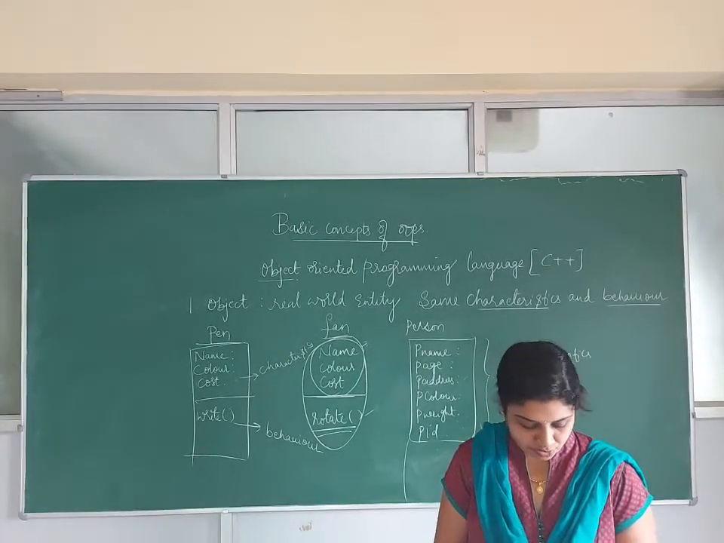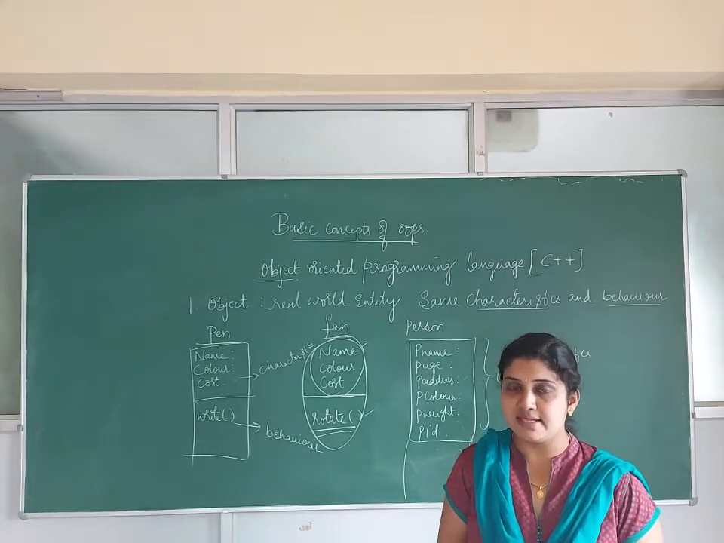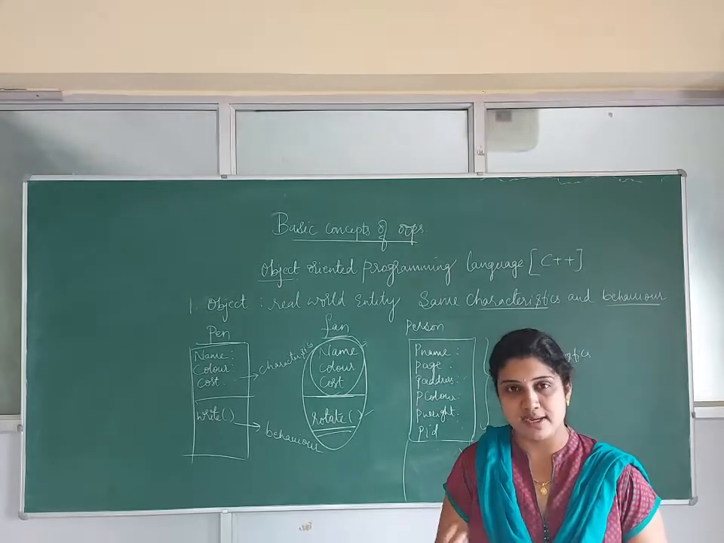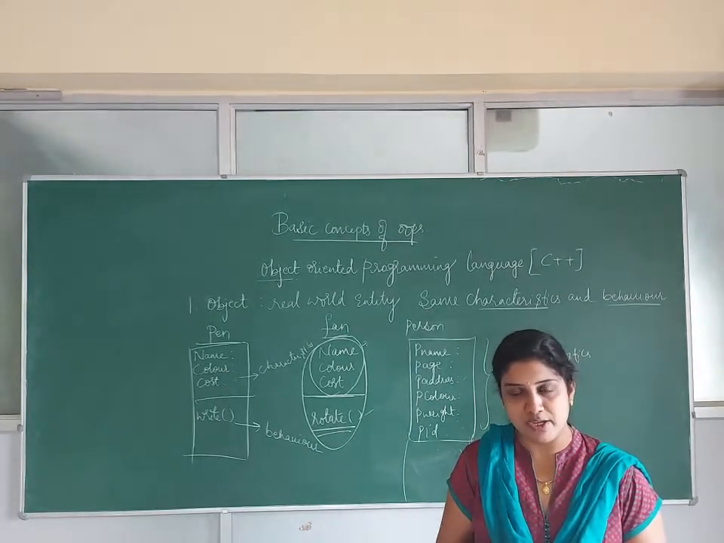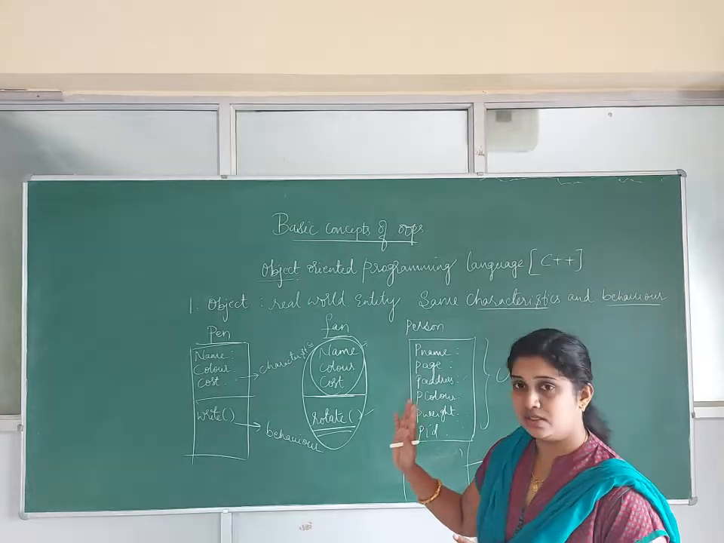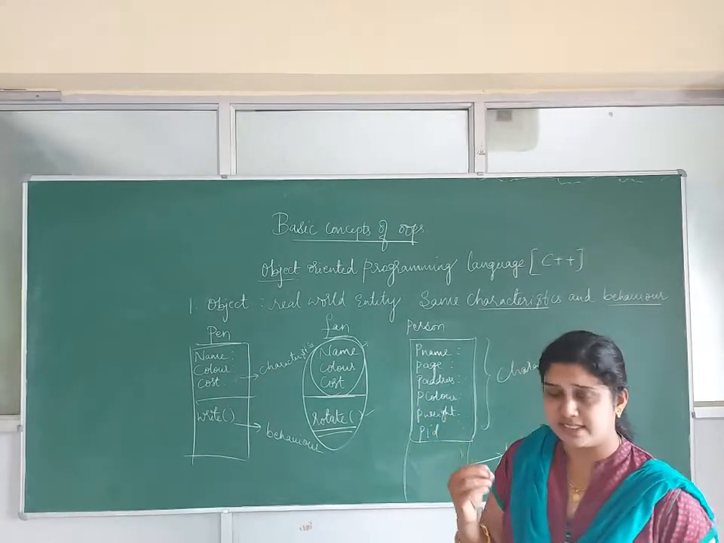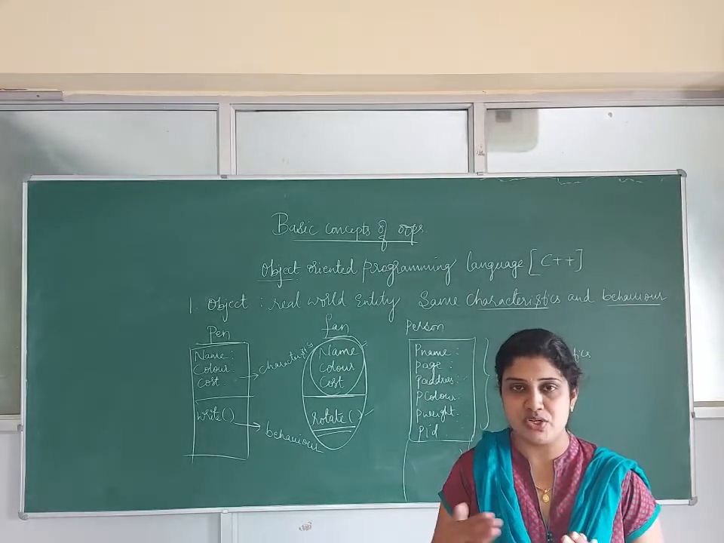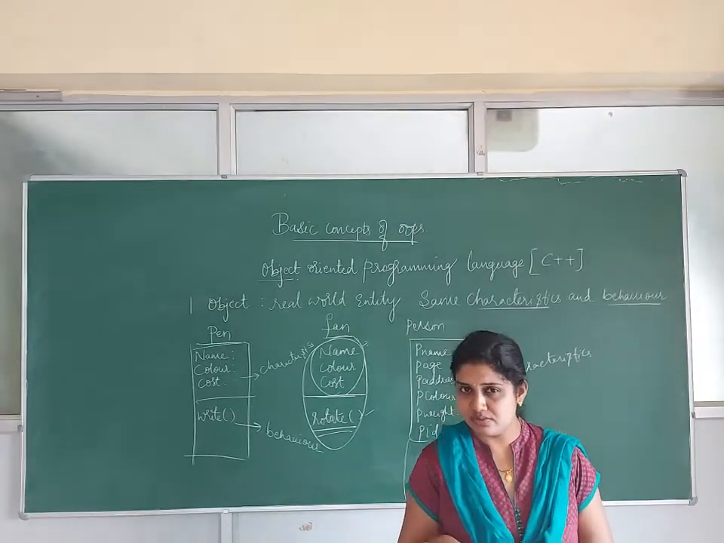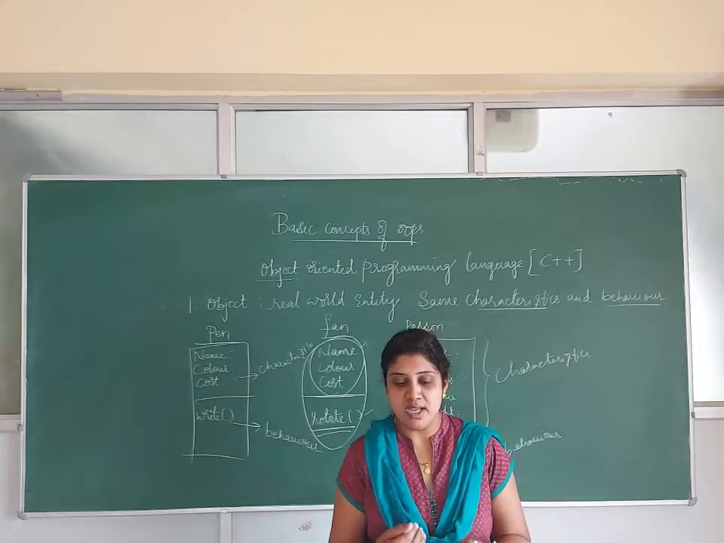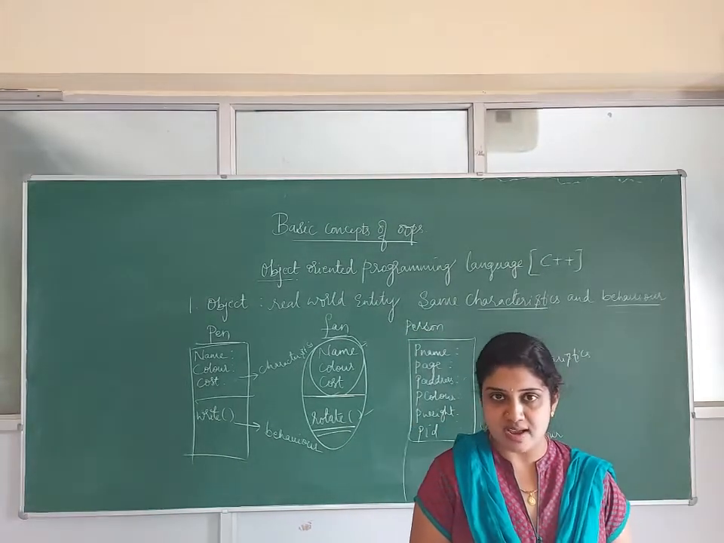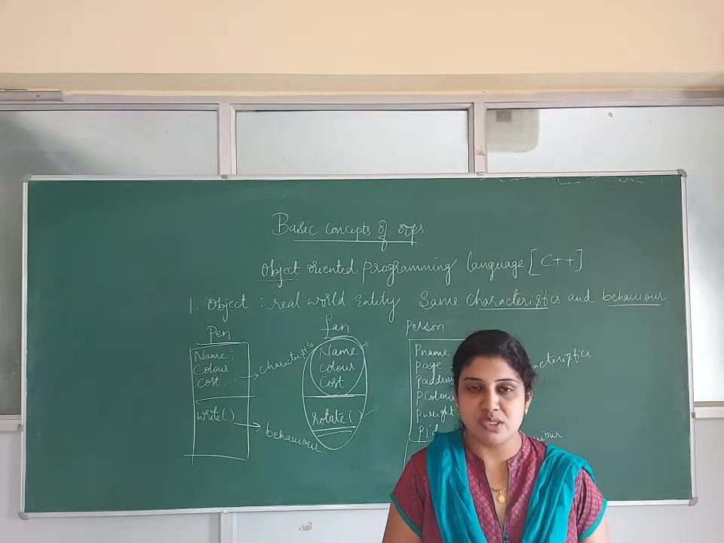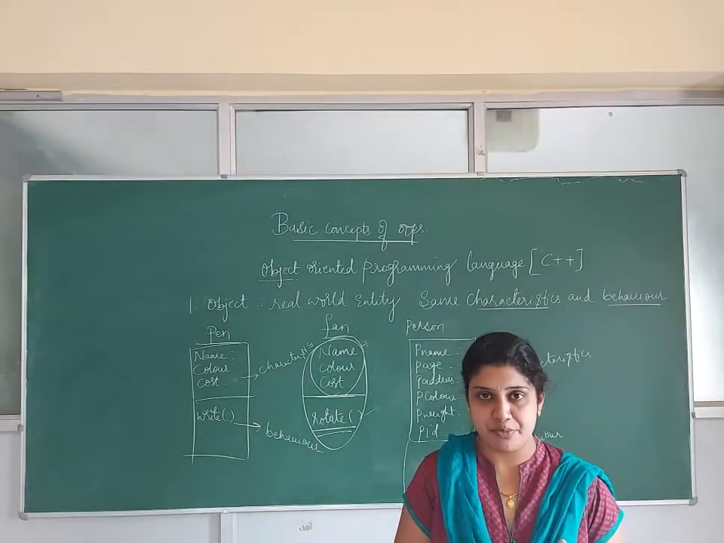In C++ language or in object-oriented programming, you require an object for communication. With the help of objects only you are going to access the data and send a message, or communicate. So C++ is a complete object-oriented programming language. What is the use of object-oriented programming? It is mainly used to design and develop software programs.